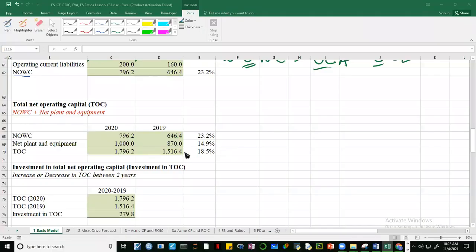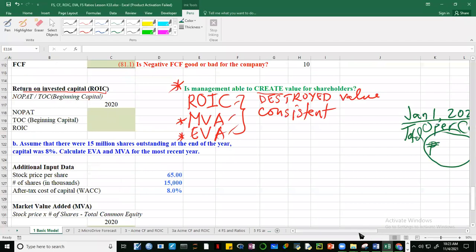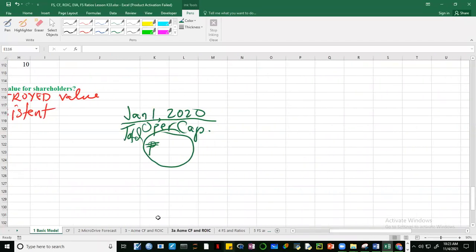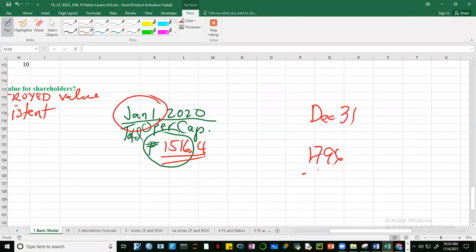Okay, ito guys, 1516. End of 2019 is the beginning of 2020. Ito, end of the year na ito, di ba? December 31 na ito. So, how much was operating capital given to management? They were given 1516.4. Take note, ang sabi ko, beginning of the year, 1516.4. So beginning yan, guys, January 1. Noong December 31, naging 1796 na yan. End of the year na. Ang gagamitin natin ngayon, guys, yung beginning of the year.